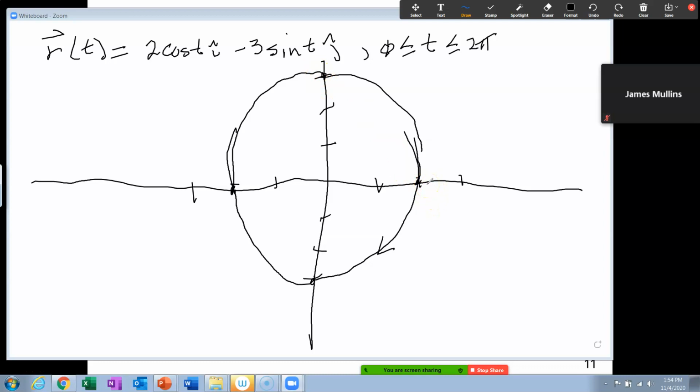Okay. And that is your ellipse. So you are going in this direction. You don't have to draw all the arrows in here. I just like to remind myself in each quadrant which way I'm going. All right, any questions on example 1?